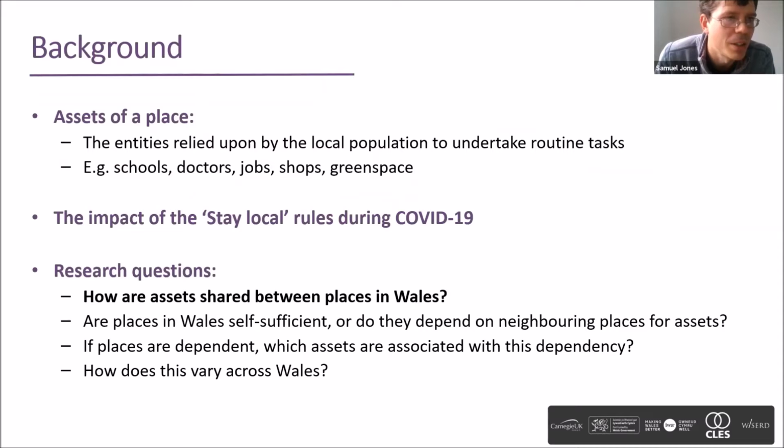So as I mentioned, we're looking at the extent to which places in Wales are dependent on each other for different types of assets. And when we use the term assets, we're really referring to any of the main entities that people rely on to undertake routine tasks in their local areas. So that might be schools or doctor surgeries, places of work, shops, green space. All those things would be considered assets of a place in the definition that we're using here.